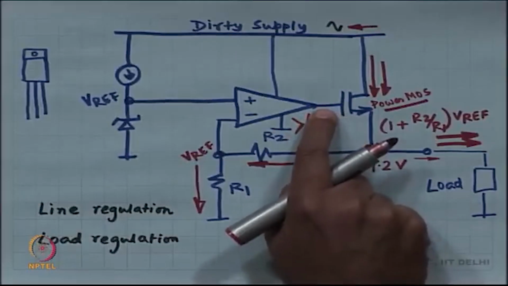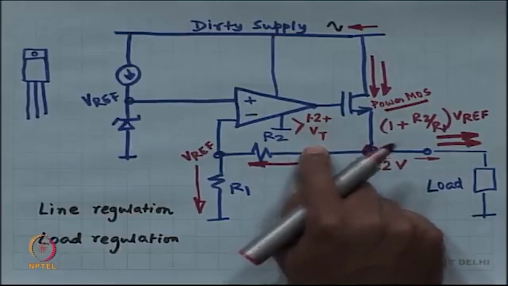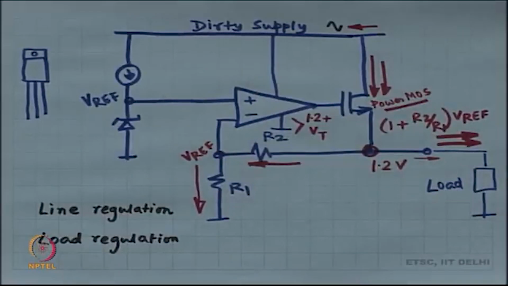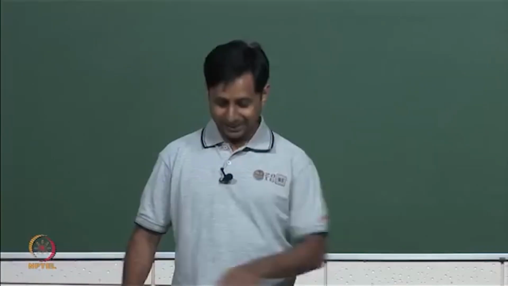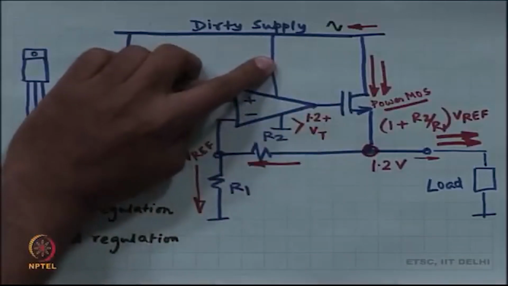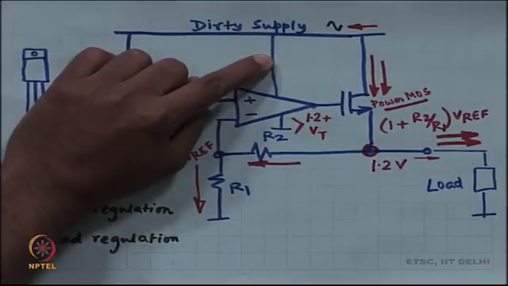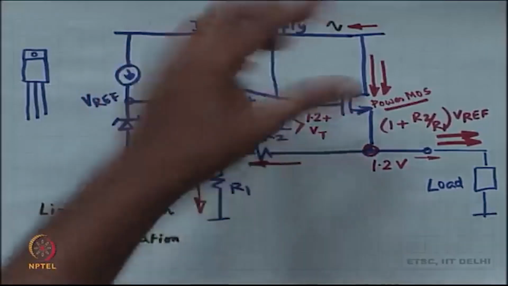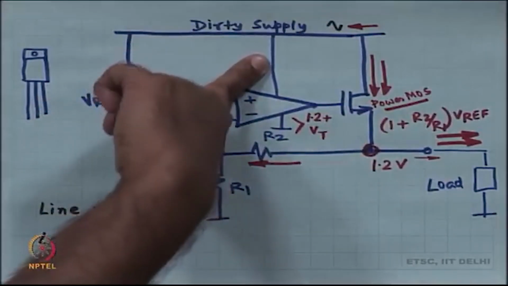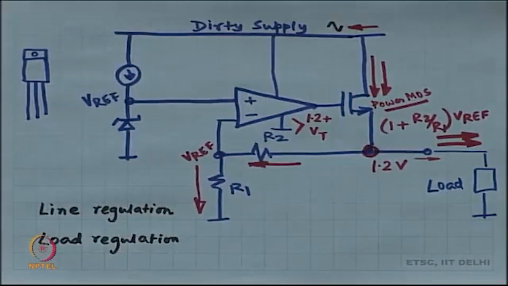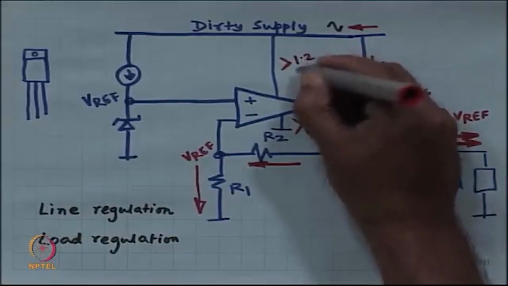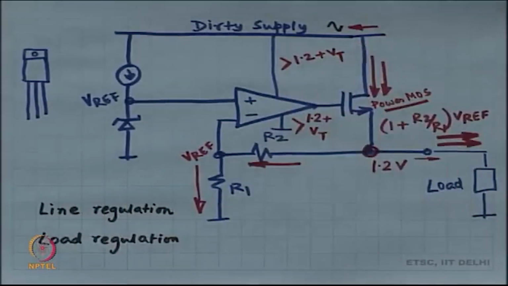Now, if the output voltage of the op amp is 1.2 plus a VT, what should be the value of the dirty supply? It has to be more, right? It can't be less than 1.2 plus VT, it has to be more than 1.2 plus VT, maybe VGST more or some quantity more. There has to be some headroom, and this dirty supply has to be above that. So, this dirty supply certainly has to be more than 1.2 plus VT.